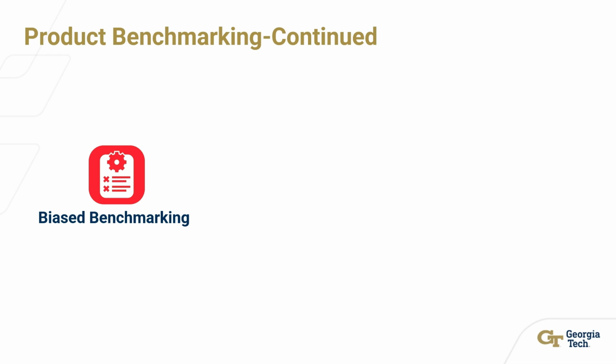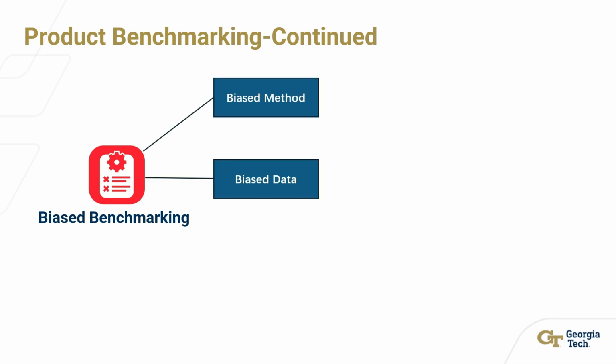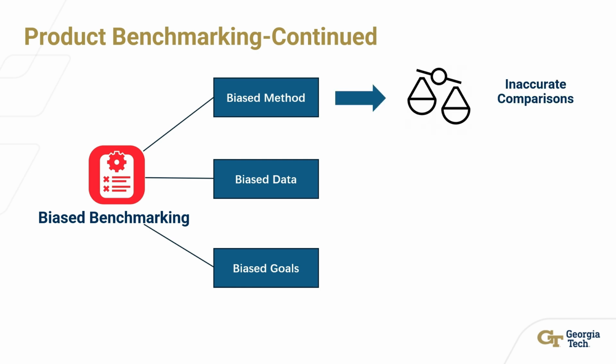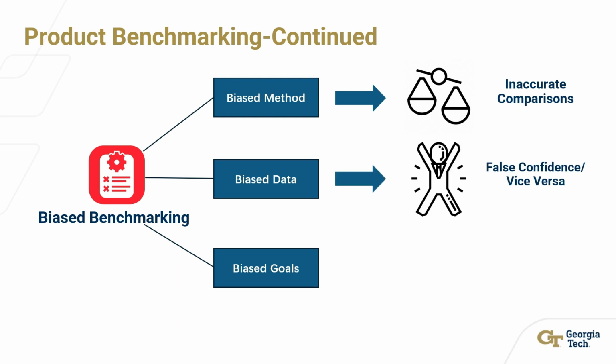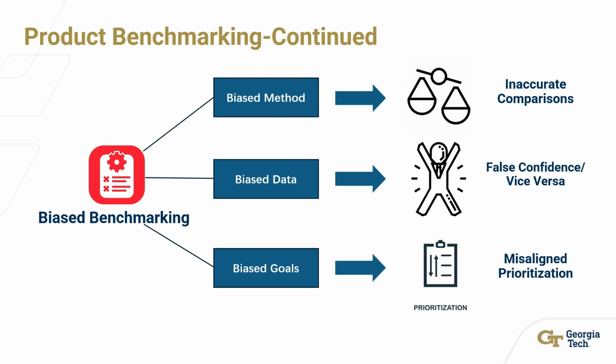The limitation of product benchmarking comes with three biases: biased method, biased data, and biased goals. Biased method may lead to inaccurate comparisons between products, impairing the effectiveness of product benchmarking. Biased data may provide false conclusions, which can either lead to false confidence or false doubt of products. Finally, if goals are biased, the entire design prioritization may be misaligned and will fundamentally affect the product's performance.